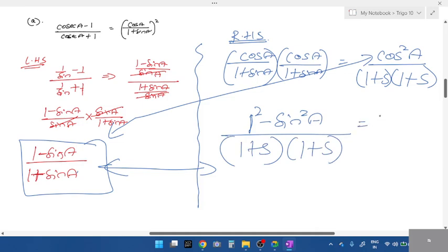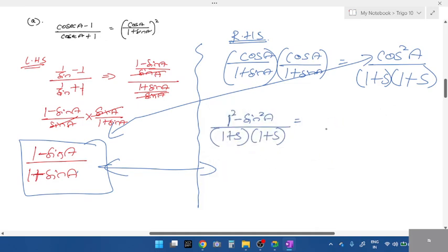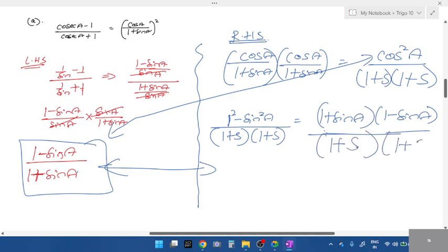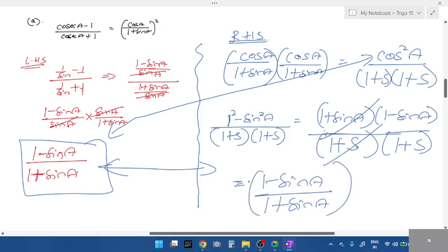What's the value for 1 square minus sine square? What is it? Not sine square A. 1 plus sine A into 1 minus sine A, divided by 1 plus sine A into 1 plus sine A, students. One value gets reduced. What's the answer left? 1 minus sine A divided by 1 plus sine A. Are we getting the answer? Left hand side is equal to right hand side.